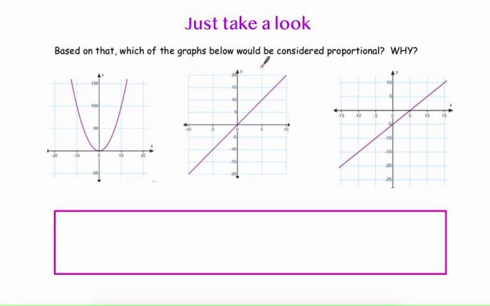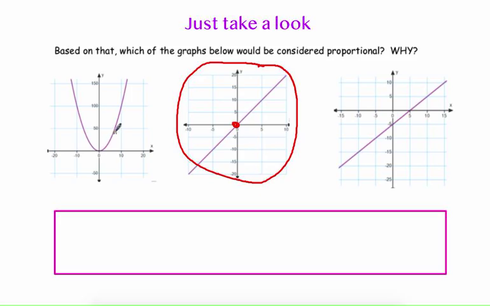And the answer would be the second graph. Now, why is this proportional? Well, first, does it go through the origin? Yes. Is it a straight line? Yes. So that must be proportional.